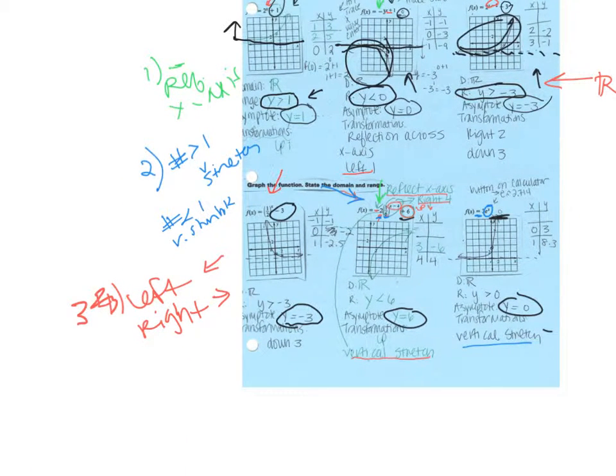The bottom left one, there's nothing beside the x, so no left-right movement. Then for the bottom middle one, it says x minus 4, so that's why it's to the right 4. And then the last one, it just has the x by itself, so there's no left-right movement.